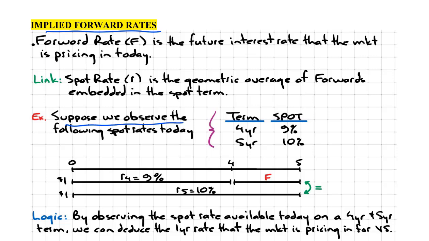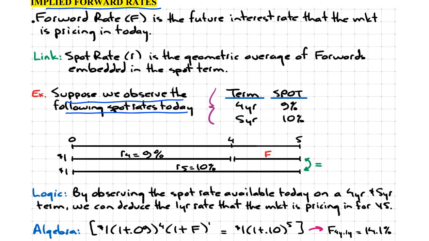Suppose that we observe the following spot rates today. So for a 4-year deposit, the bank is willing to pay you 9%. And for a 5-year deposit, the bank is willing to pay you 10%. Now, the reason these are called spot rates is as follows. The entire principal and interest would be due on the expiry date. So that's why you're getting everything on the spot on the expiry date.